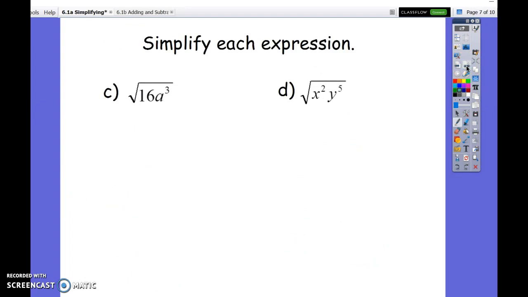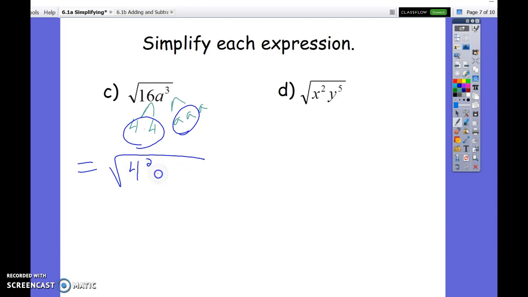Okay, so we're just going to take it one piece at a time. Well, 16 is the same as 4 times 4. Well, that's already a group of 2, so we can just stop there. A cubed, well, A cubed, if we write it out, would be A times A times A. So we have A squared and then an extra A. So we can see the square root of 16 times A cubed is the same as 4 squared times A squared times A. So I just took my groups of 2 and I wrote them using an exponent. And then my leftovers are just taken along at the end.